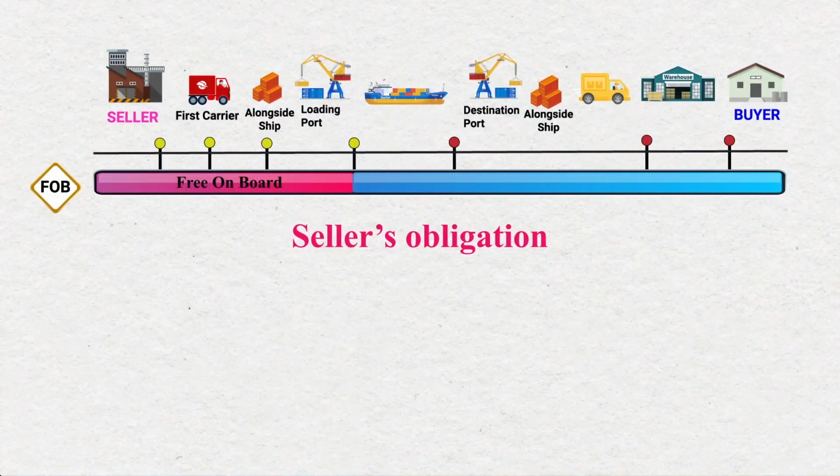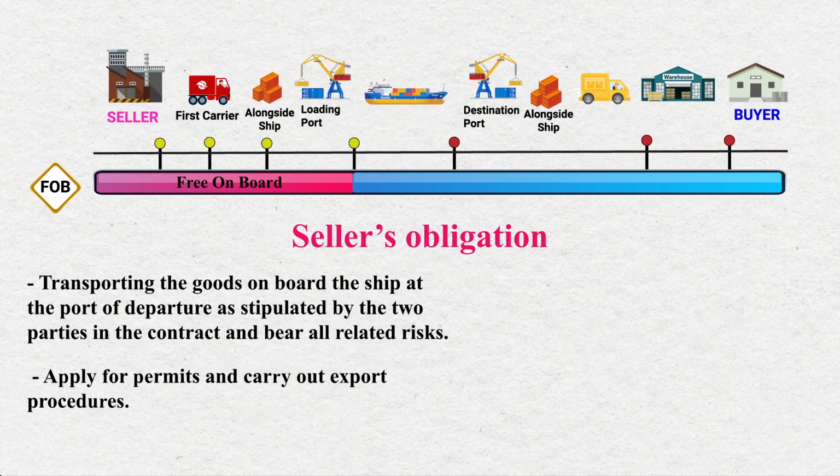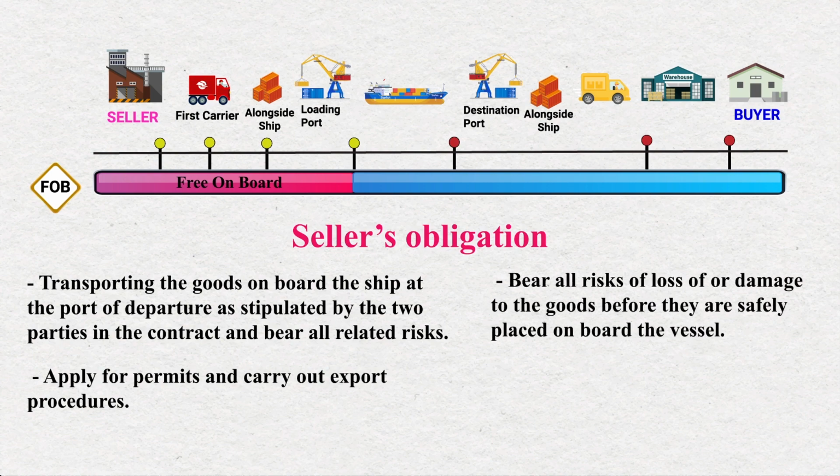Seller responsibilities are: transporting the goods on board the ship at the port of departure as stipulated by the 2 parties in the contract and bear all related risks. Apply for permits and carry out export procedures. Bear all risks of loss of or damage to the goods before they are safely placed on board the vessel.